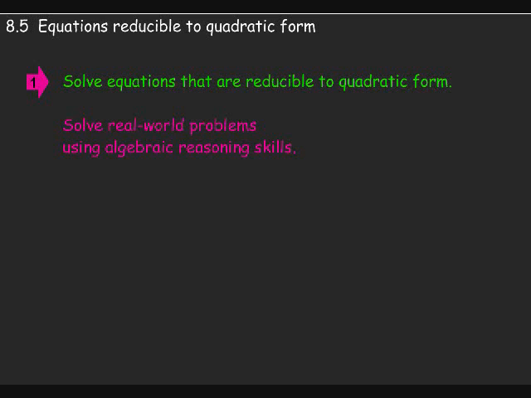Welcome back. We have a pretty interesting topic today: equations reducible to quadratic form. Learning to do this will help you look at strange equations and be able to figure out what to do with them. Now, not all equations are reducible to quadratic form, but many of them are, and we'll show you how to recognize the ones that are, and then once you have one that is reducible, what you can do with that.